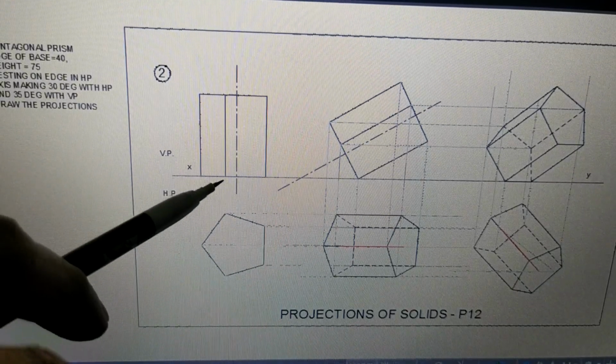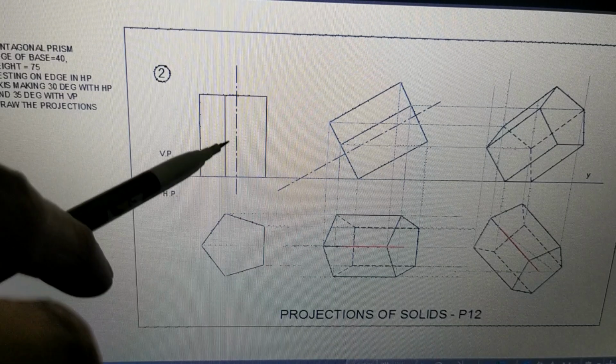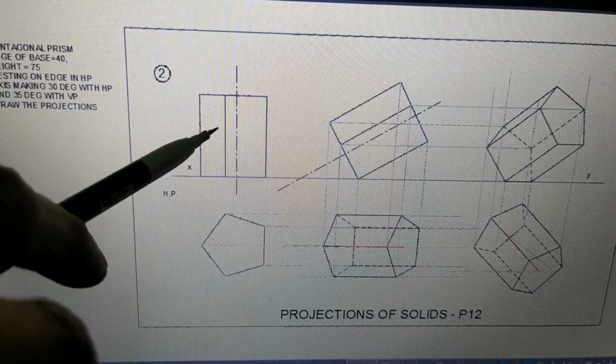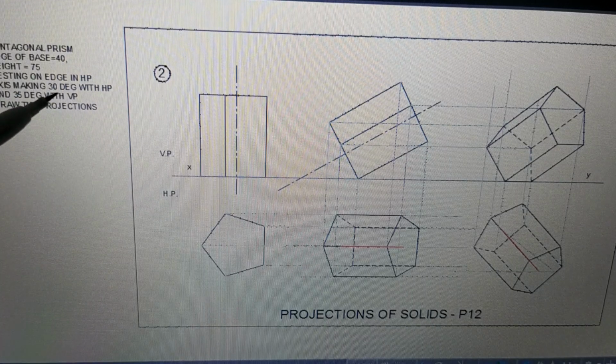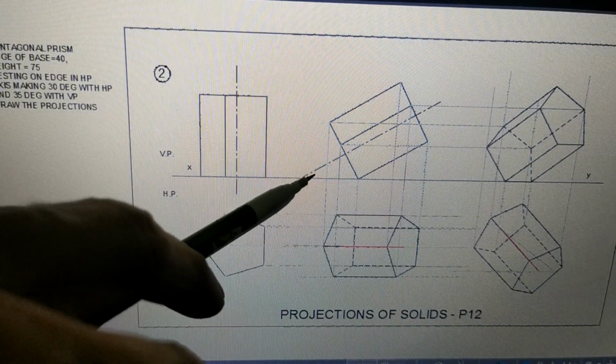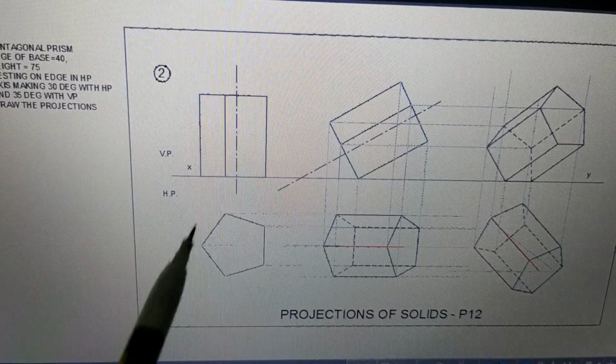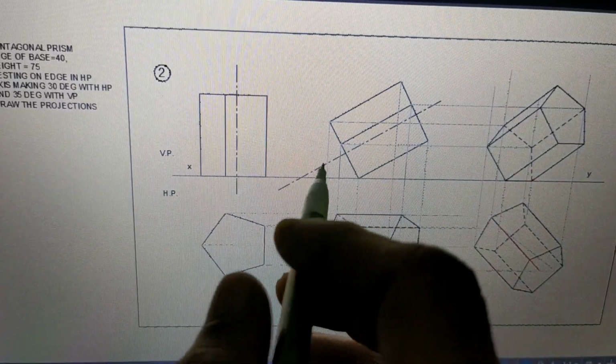So you draw it like this. Resting in HP because this line is HP. In the front view you are showing that it is resting in HP. And then its axis is making 30 degrees with HP. You can see here it is inclined such that now the axis is making 30 degrees with HP.